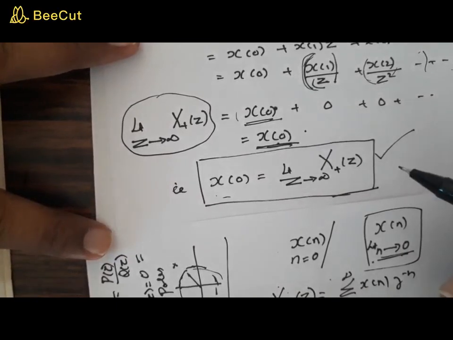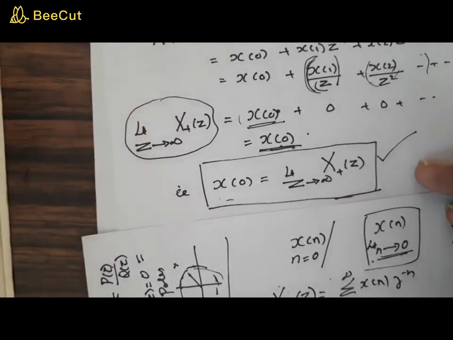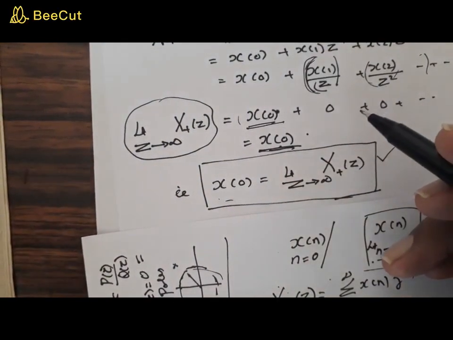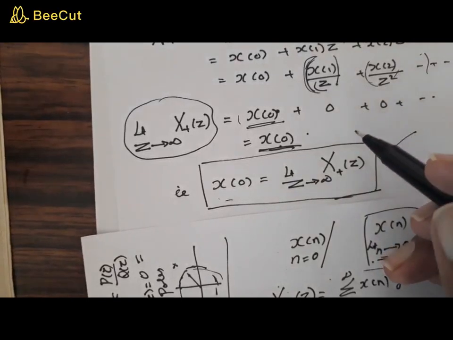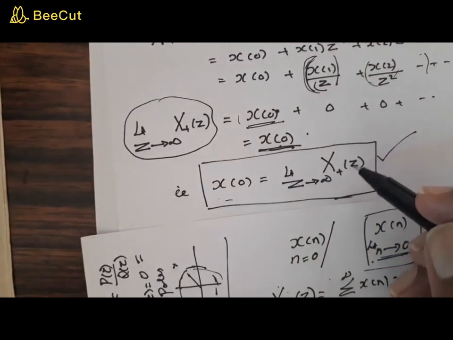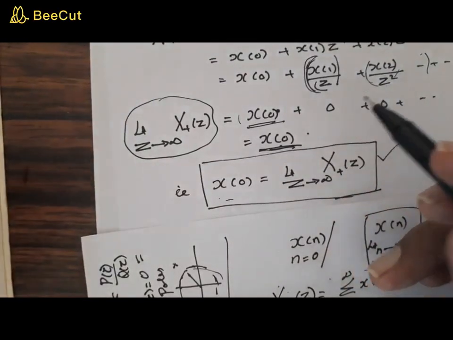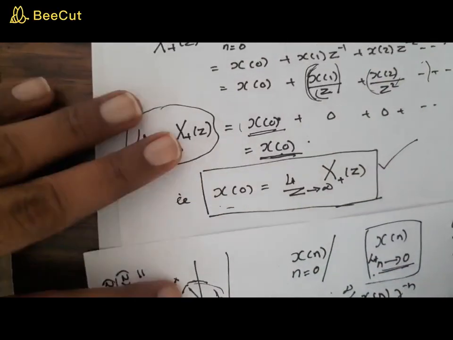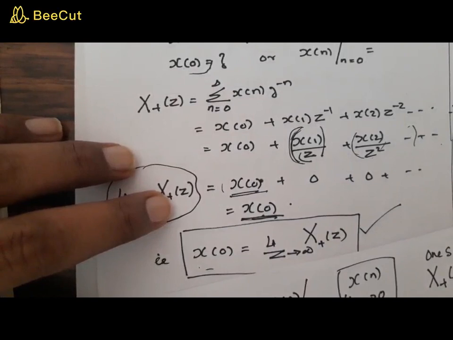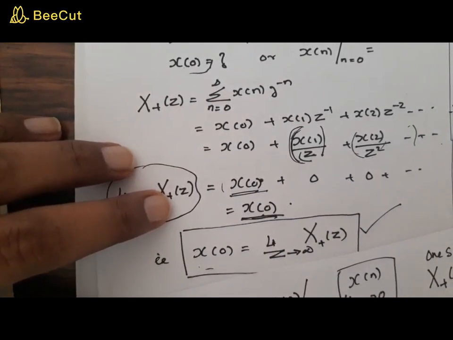And what is the significance of the initial value theorem? Suppose a signal whose z transform is given, you don't need to convert it into its x of n to find its initial value. You just need to apply the limit z tends to infinity, and that resulting value is going to be the initial value of that function. The only thing is that it is applied only for a right hand sided z transform, or single sided z transform.